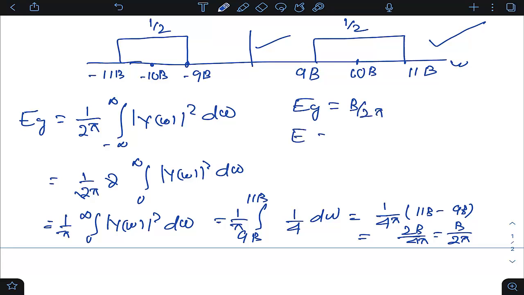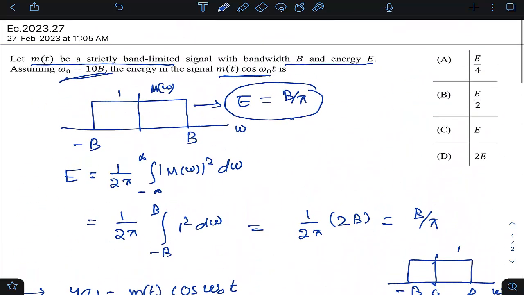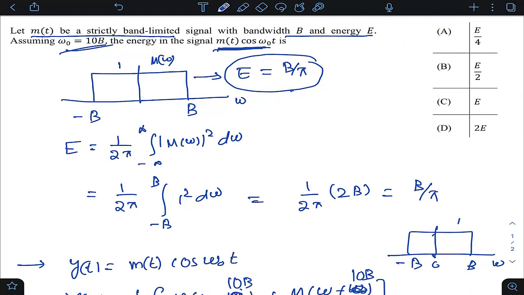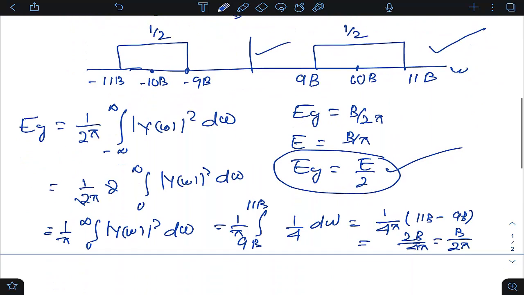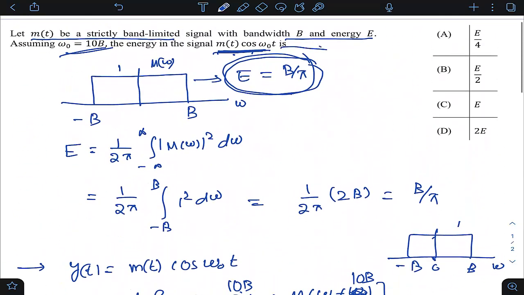What was E? E was nothing but b by pi. So your E of y is nothing but E by 2. That is, the energy of m(t) into cos omega naught t is equivalent to E by 2, because E is b by pi, and the energy of this is coming as b by 2 pi. So I can tell that the energy of this signal is nothing but E by 2. If the energy of this is your E, then the energy of this is E by 2, which is given in option B.